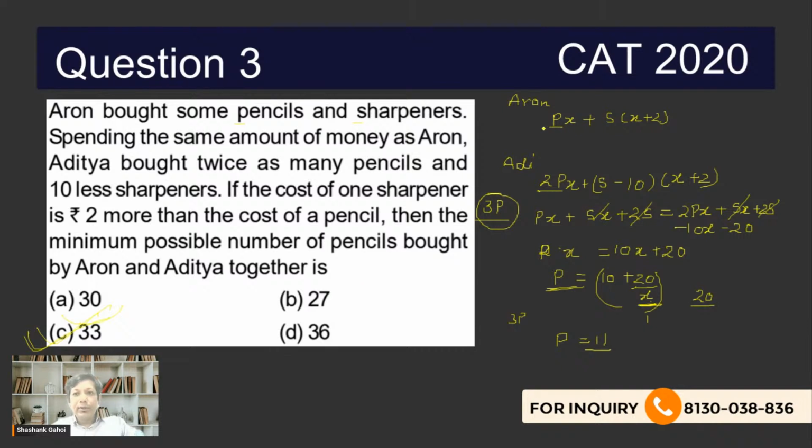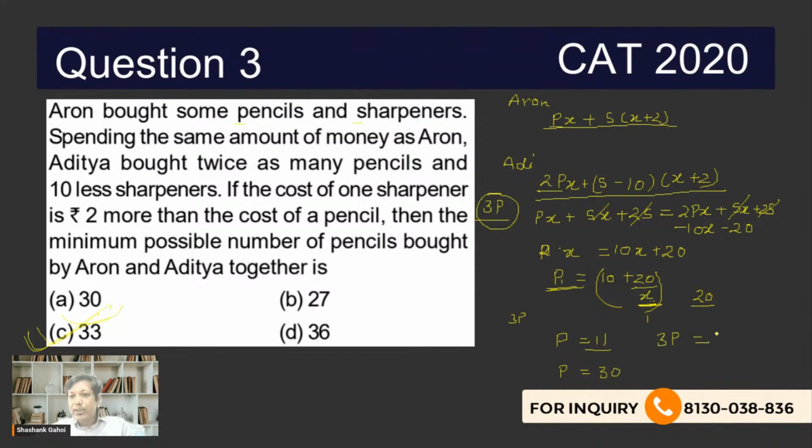So the total amount spent by Aaron is this, and the total amount spent by Adi is this. Both values are equal, variables cancel out, I got px equal to this, so I got the value of p. If I want to maximize the number of pencils, then my job is to minimize the value of x. What is the minimum value of x? That is 1. In that case, p is going to be 30, and 3p is going to be 90.